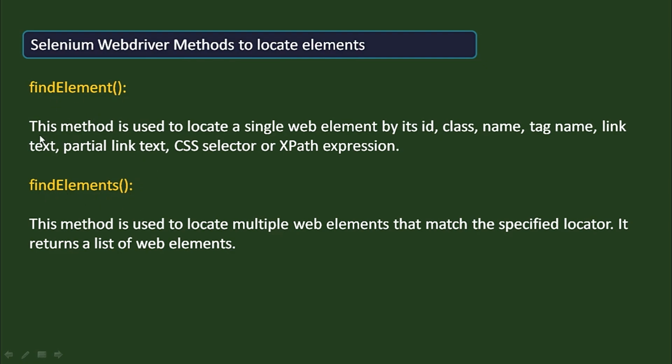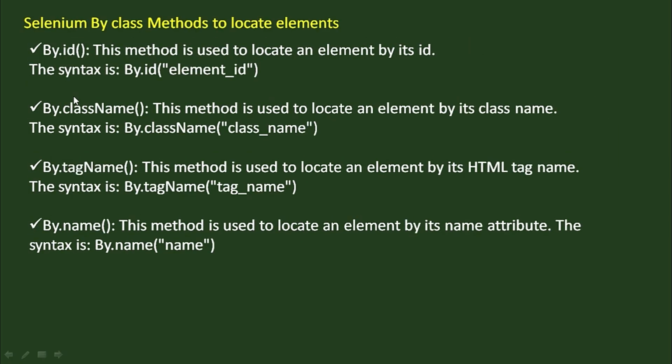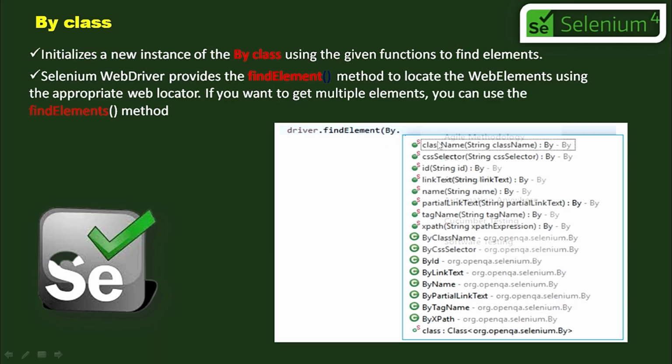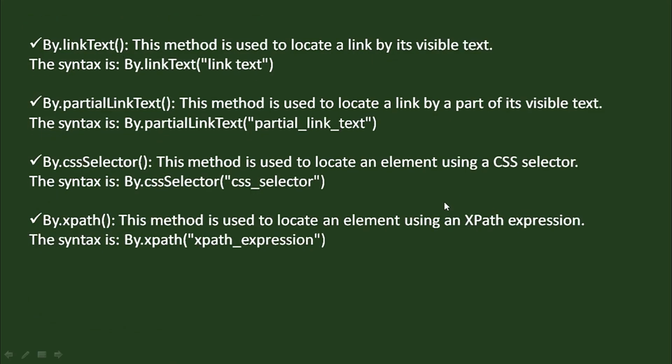So the findElement method is used to locate a single web element by its ID, class name, tag name, link text, partial link text, CSS selector, or XPath. You can give any expressions in this method. This method will work for all 8 locators.